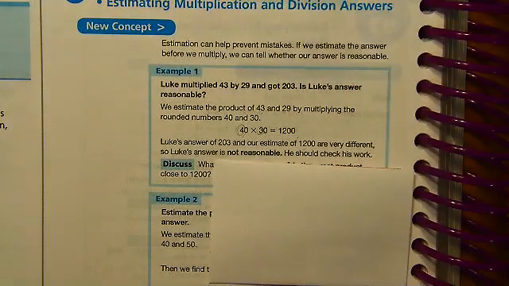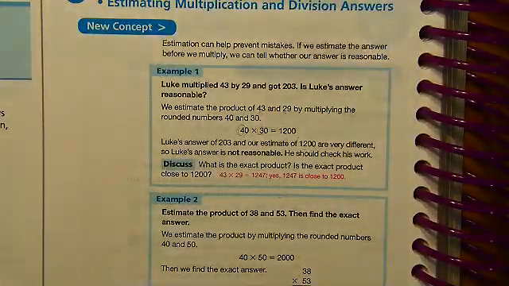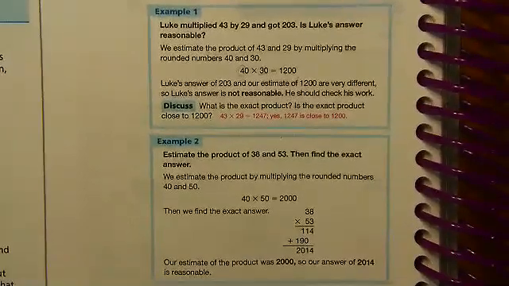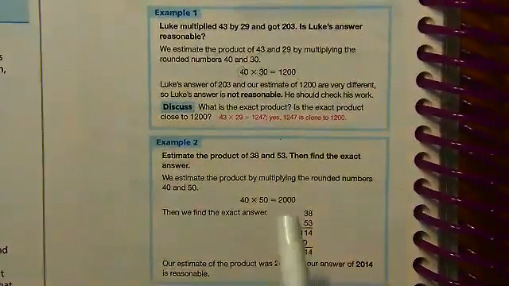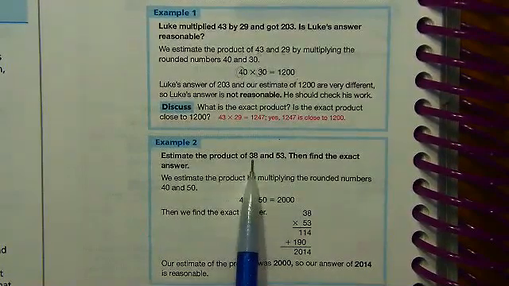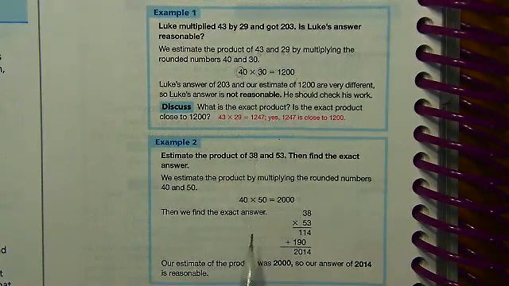Okay, let's look at the second example. Let me move my paper because that did have an answer there. The second example says estimate the product of 38 and 53. Then find the exact answer. So we round 38 to 40 because 38 comes between 30 and 40, and 8 is higher than 5, so we're going to take the higher number.